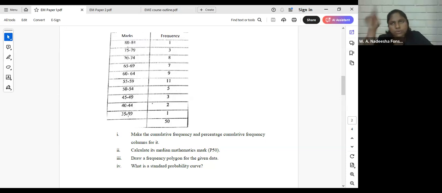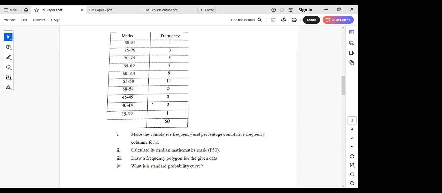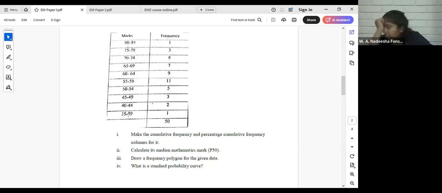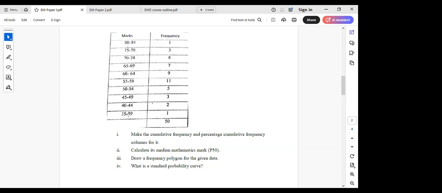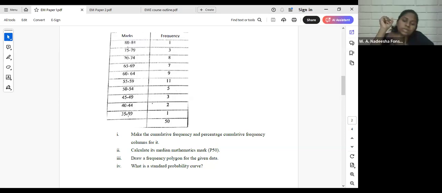So then you have to draw the frequency polygon here again. There are two methods now to draw the frequency polygon. First, you can draw the histogram and then mark the midpoints of that and complete the polygon. That is the first method.